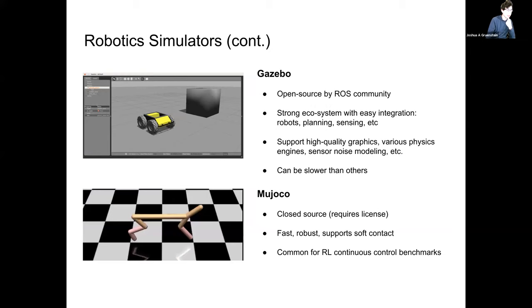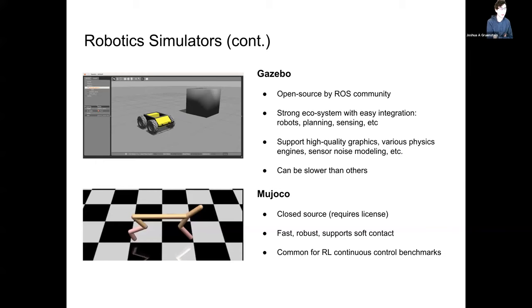Some other simulators, Gazebo, which is part of ROS, Robot Operating System. So that's very popular, but it's a little bit slower and clunkier. You usually have to integrate a lot of ROS in order to use it, which often predicates annoying prerequisites, only running on Ubuntu and often Python 2 instead of Python 3. However, there's a really strong ecosystem around this. So a lot of robots are supported in ROS, a lot of simulated sensors and planning algorithms as well, and high quality graphics and rendering algorithms. So there can be advantages to this as well.